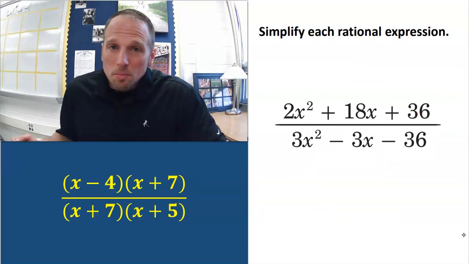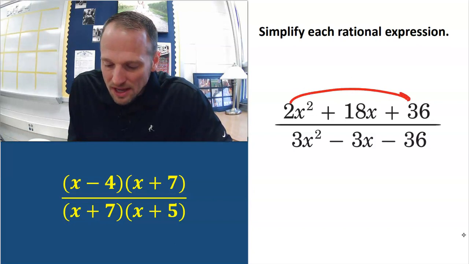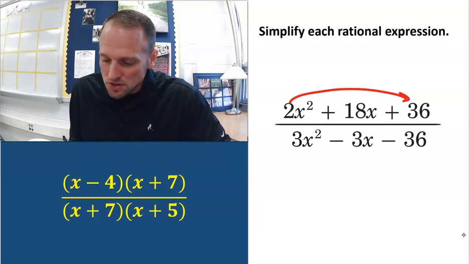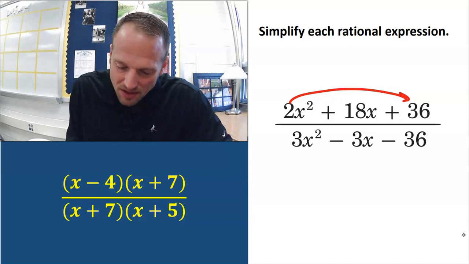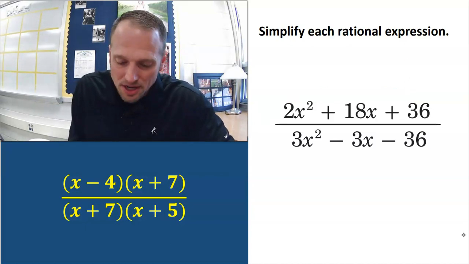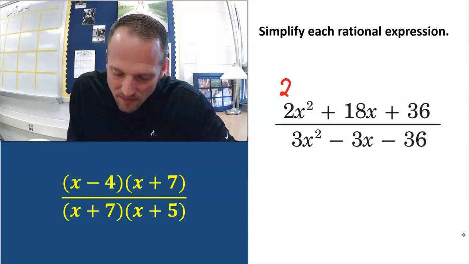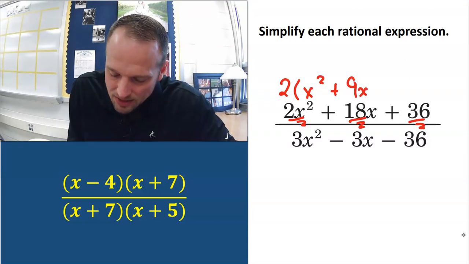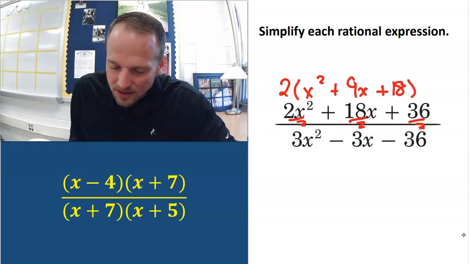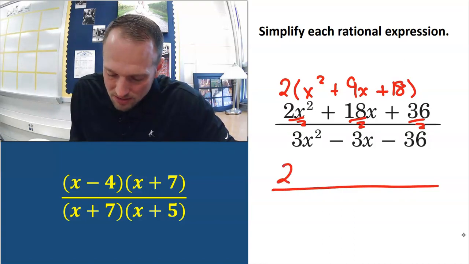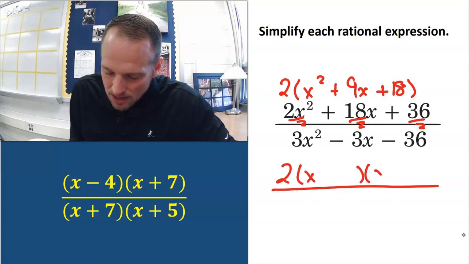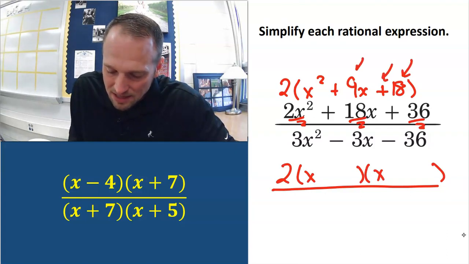The top one, we might be tempted to just multiply the 2 to the end right away, but remember what the first step always is. The first step is always to look for a greatest common factor. So I can actually factor a 2 out of all of this. If I divide each one of these by 2, we're going to have x squared plus 9x plus 18. Okay, so let's factor that. I need numbers that multiply to get 18 and add to get 9.